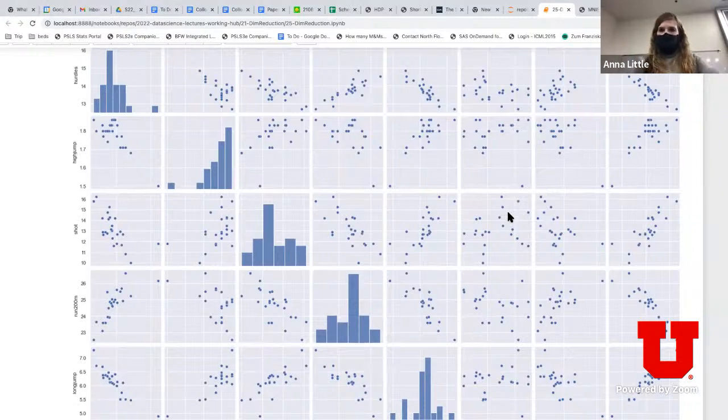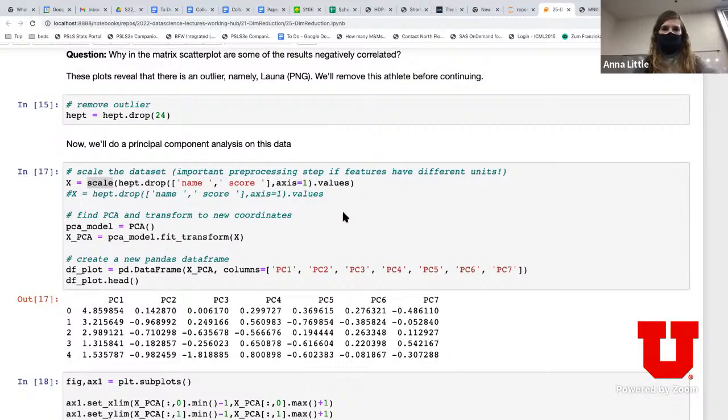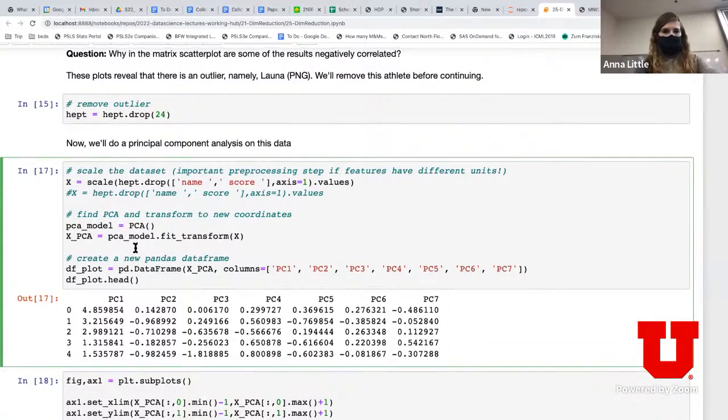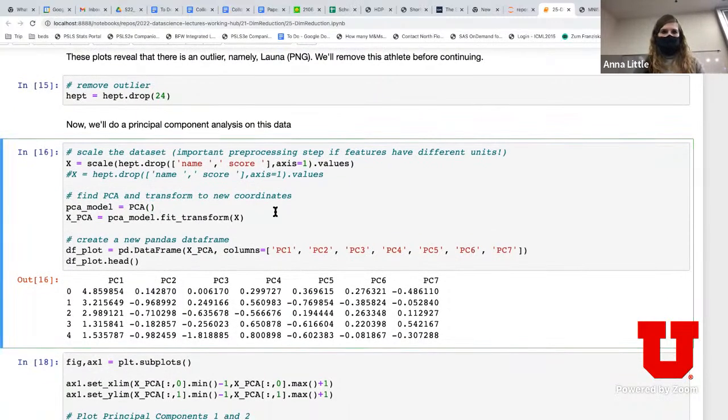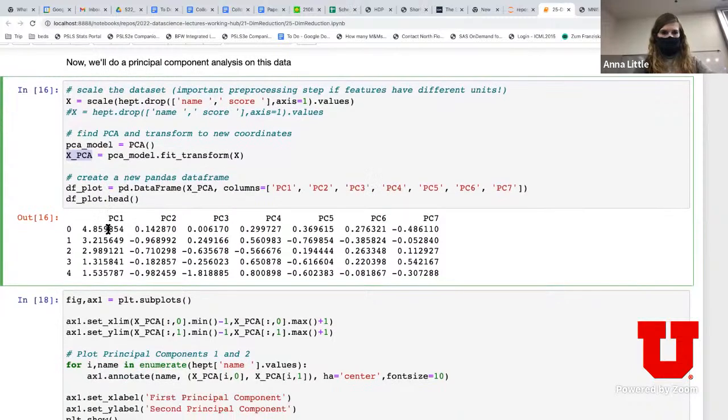Yes, very good. Prevents one variable from dominating. Okay, so that's why it's very important to scale here. So we're going to scale the data, then we're going to do PCA. And let's just take a look here. Right, so we do this PCA model.fit_transform to get our PCA coordinates, and then make a new data frame here, a pandas data frame for future reference.